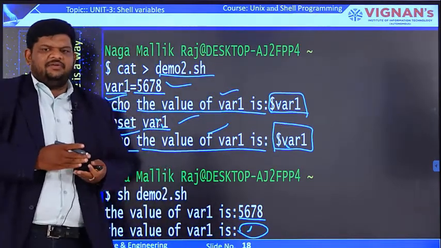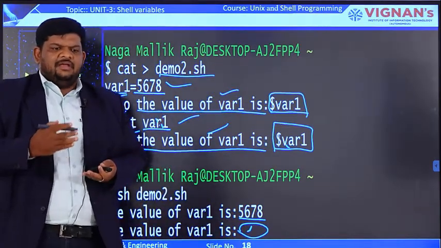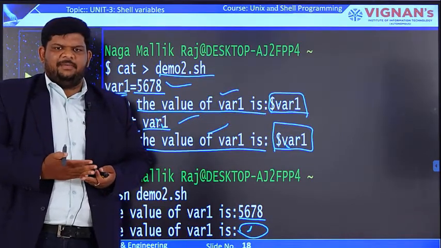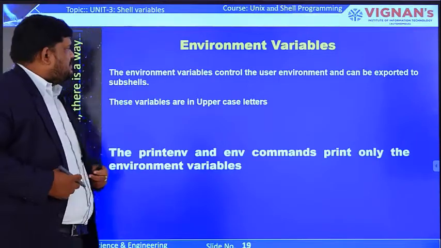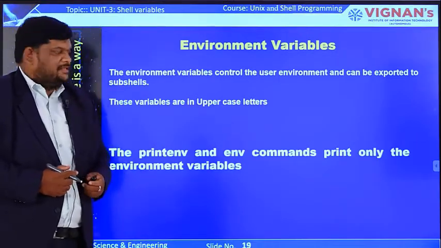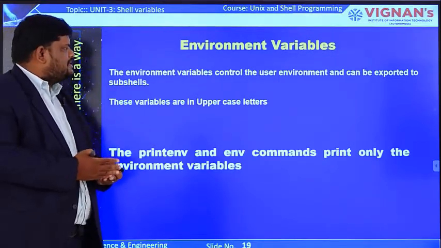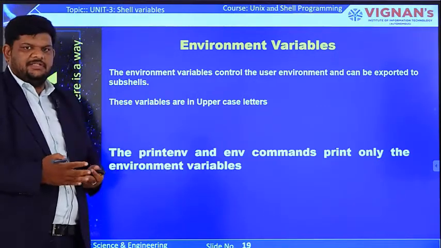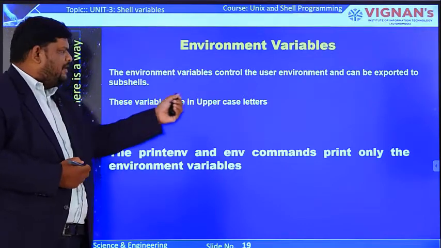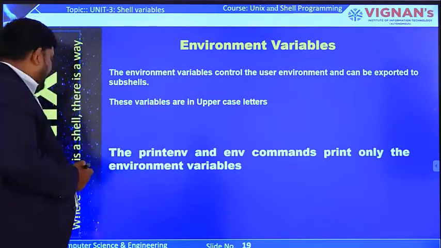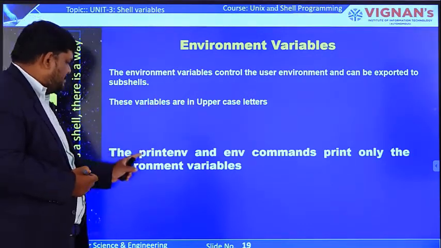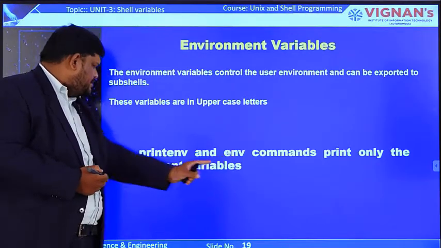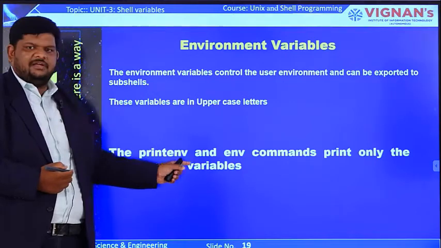In this way we unset a variable. That means we delete an already existing variable with the help of the unset command. So the last one is environmental variables. Environmental variables control the user environment and can be exported to subshells. These variables are in uppercase letters, and with the help of two commands, printenv and env, it prints all the environmental variables that are present.